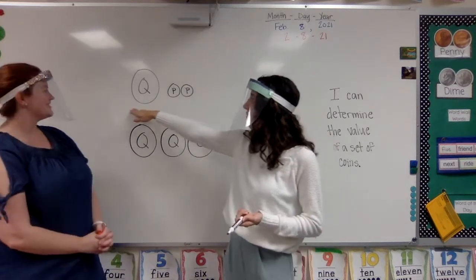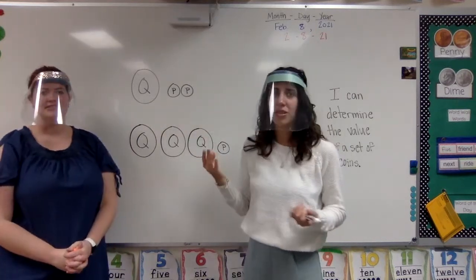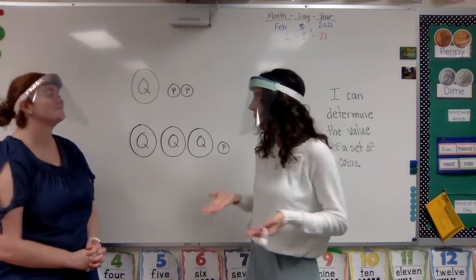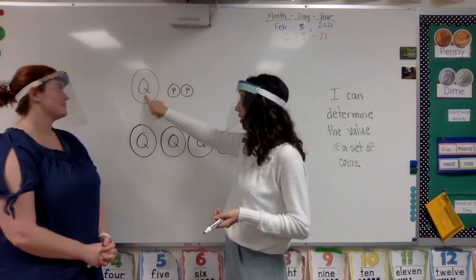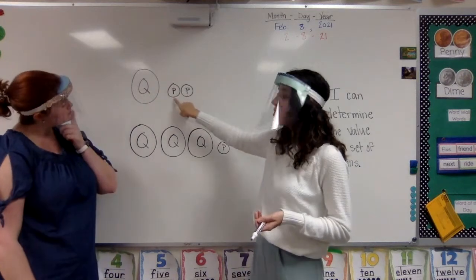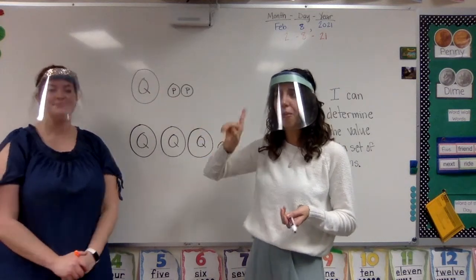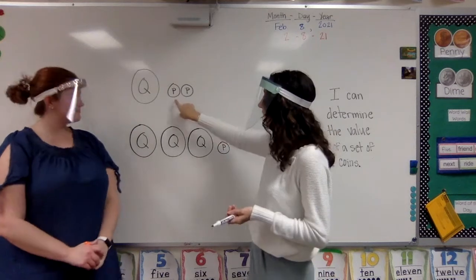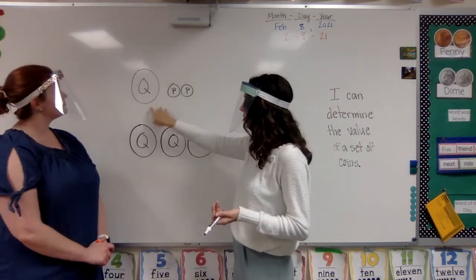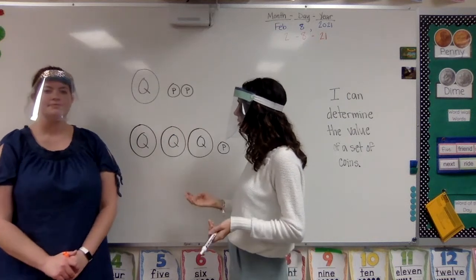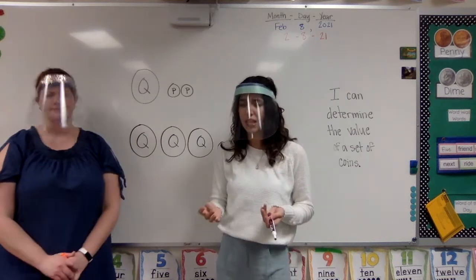Okay, so our first problem, of course, I have to identify which coins I'm counting first. So I see that I have a quarter because it's pretty big and has a Q in the middle. And this looks like 2 pennies, because I remember pennies starts with a P, and so there's 2 P's in the middle of these coins. So I have a quarter and 2 pennies, and a quarter is worth 25 cents.